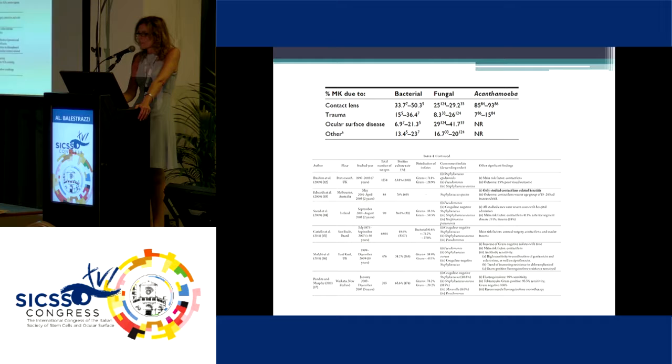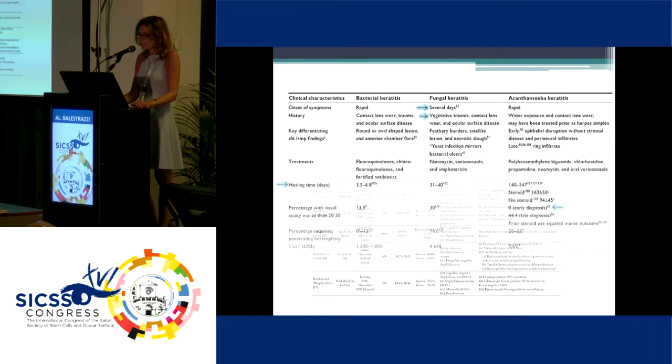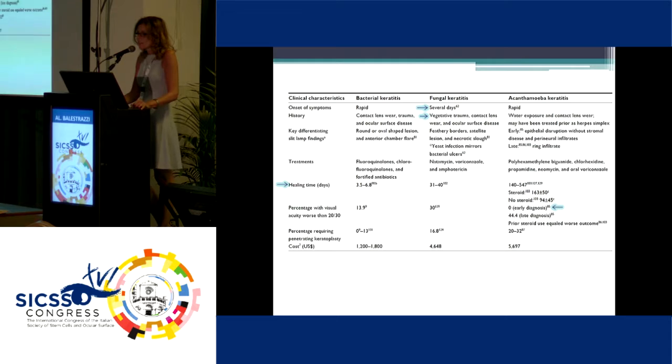So the microbial ones are subdivided into Acanthamoeba, fungal, and bacterial. Acanthamoeba is particularly common, and trauma is found in all groups. In particular, fungal keratitis in this group, and also ocular surface diseases, may cause microbial keratitis.